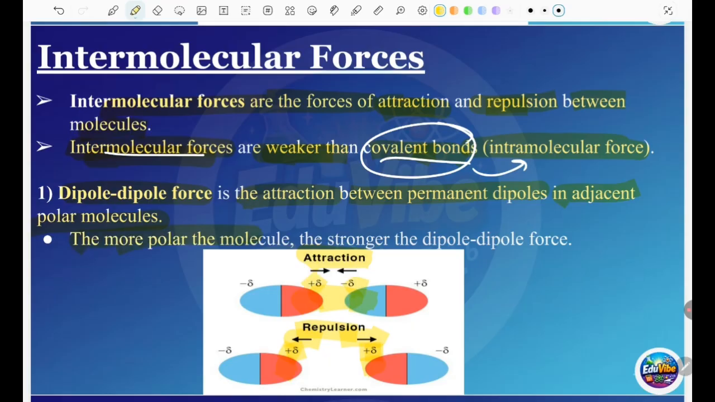The more polar the molecule, the stronger the dipole-dipole force. If we have a much stronger dipole-dipole force, that means we have a more polar molecule. To find out whether there is a dipole-dipole force, you have to find out whether the molecule is polar or non-polar. If it is polar, the dipole force is there. If it is non-polar, there is no dipole-dipole force.